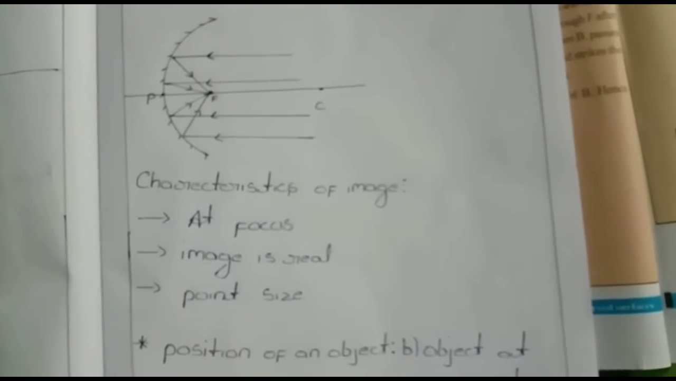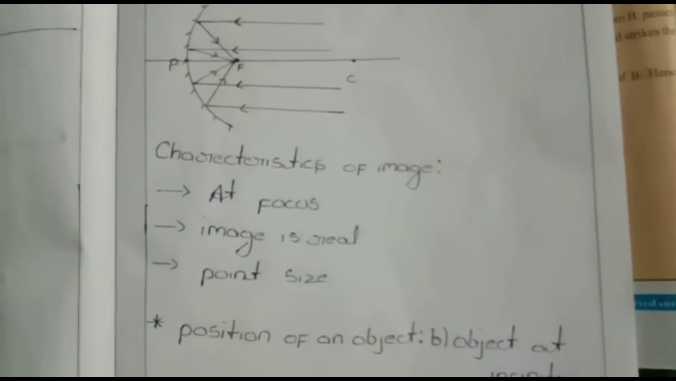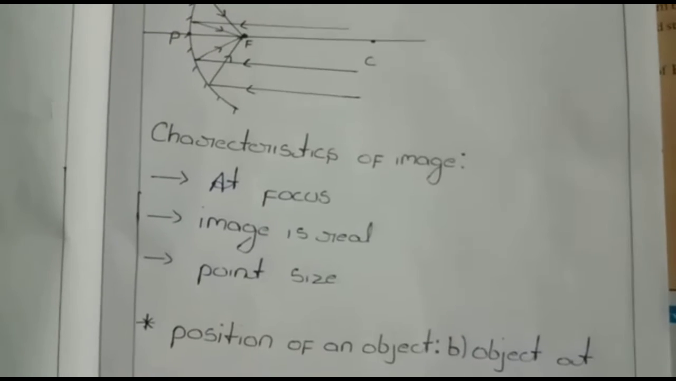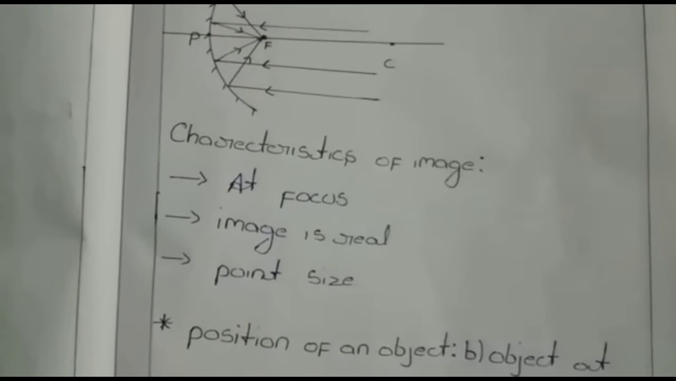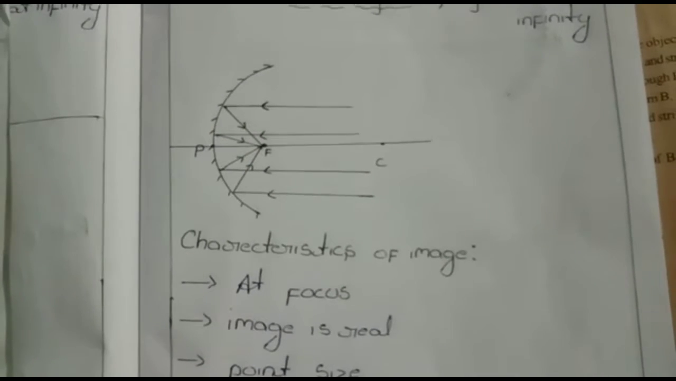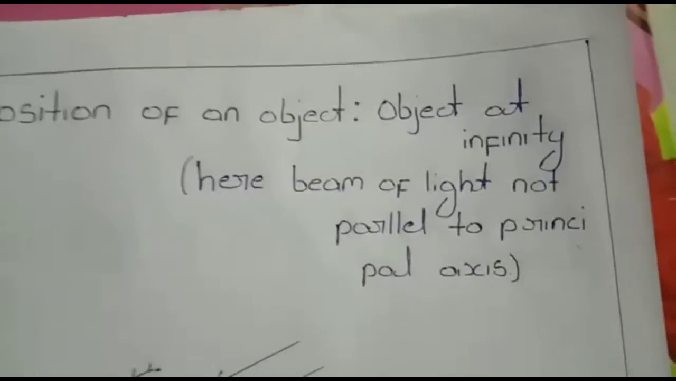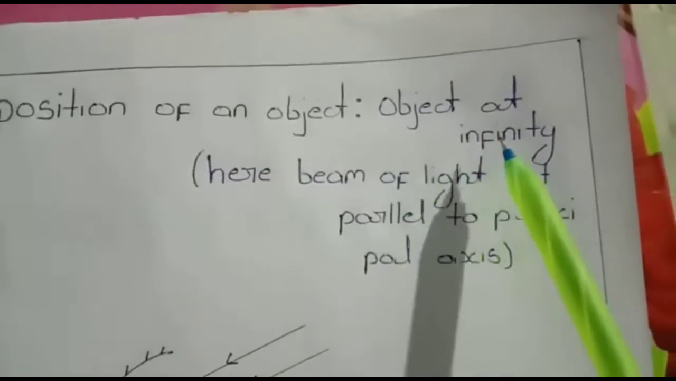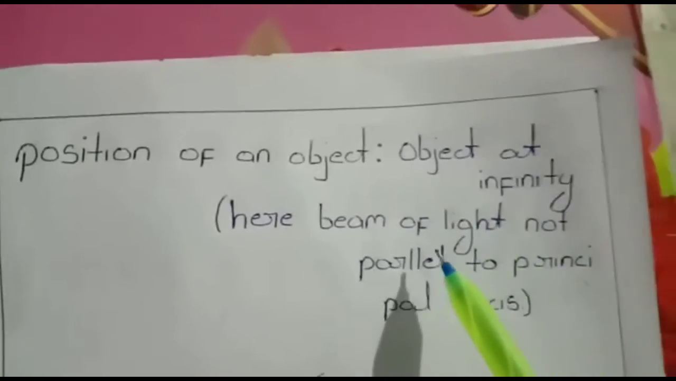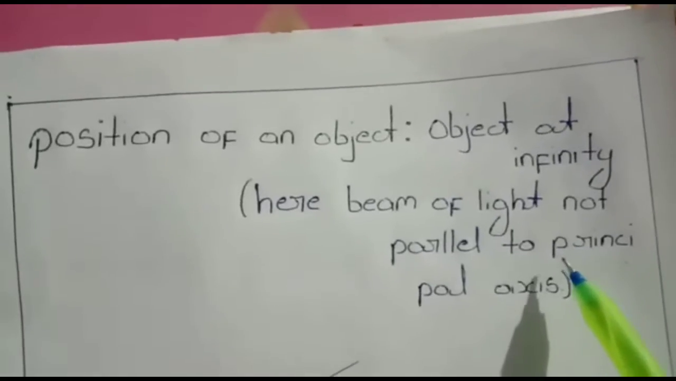This is the image formation in a concave mirror when the object is at infinity, the first case, in which the beam of light is parallel to the principal axis. Now let's go to the second kind. Position of object at infinity. Here the beam of light is not parallel to the principal axis, friends.